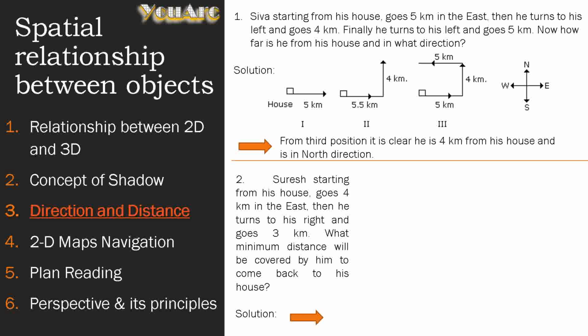Suresh, starting from his house, goes 4 kilometers in the east and then turns right and goes 3 kilometers. Now, if it is east and then right, what is that? What is that direction called? You should be familiar. What minimum distance will be covered by him to come back to his house?